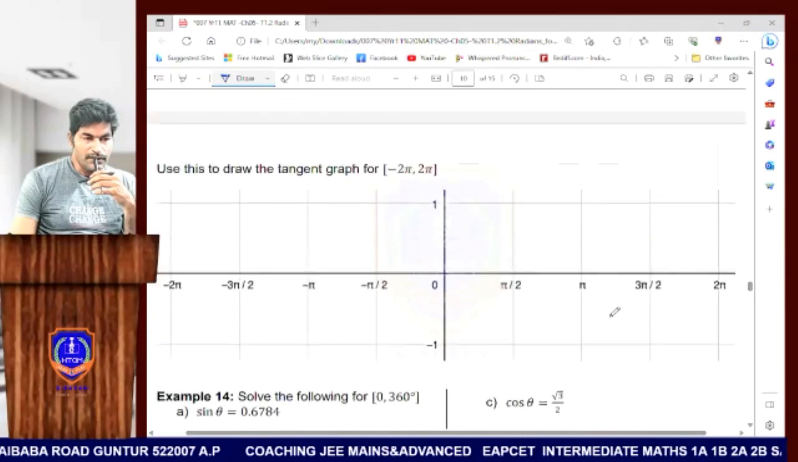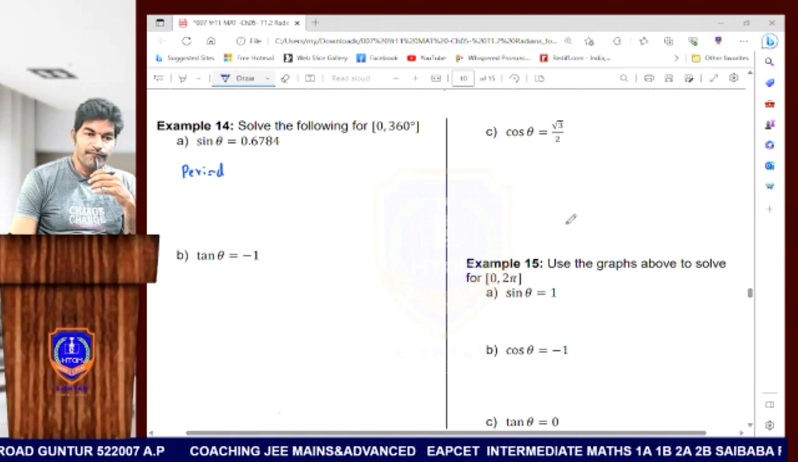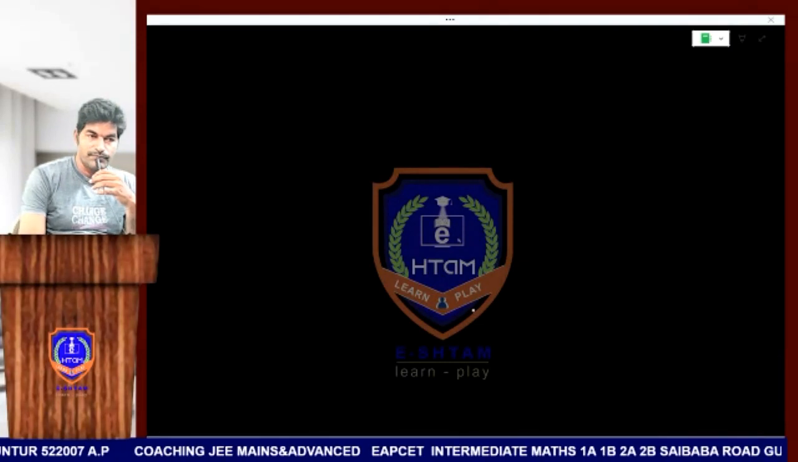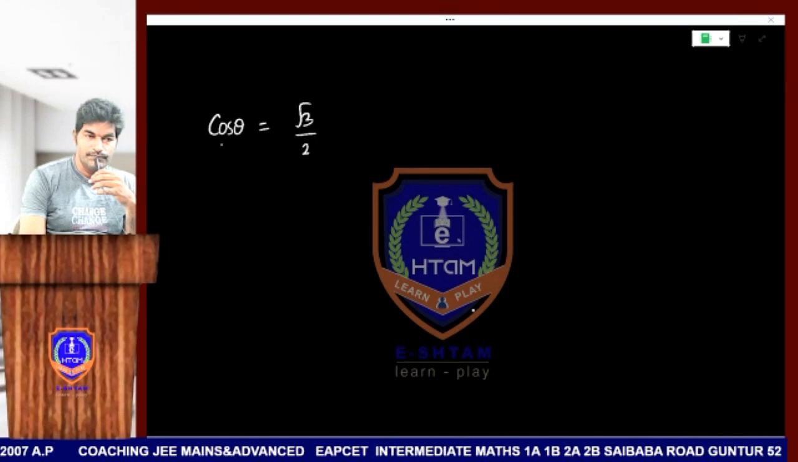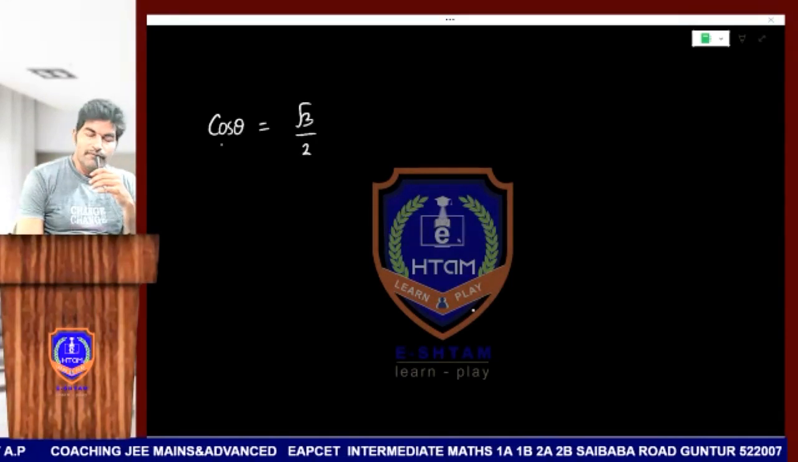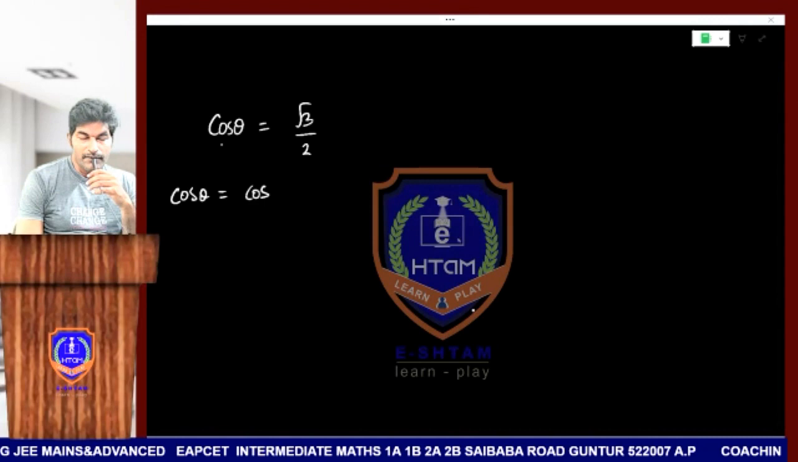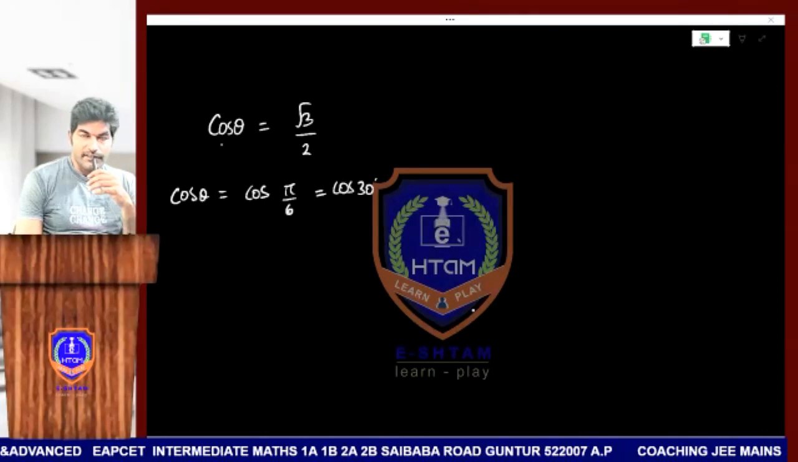Now try this question also. Cos theta is equal to root 3 by 2, between the values of 0 and 2 pi. Clearly tell me one thing, when will you get cos theta value as root 3 by 2 in cos? 30 degrees. 30 degrees is represented with pi by 6, or you can also write directly 30 degrees.